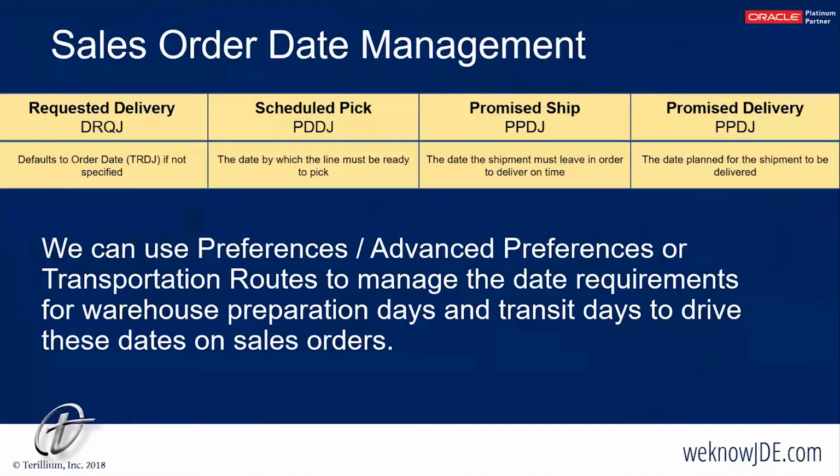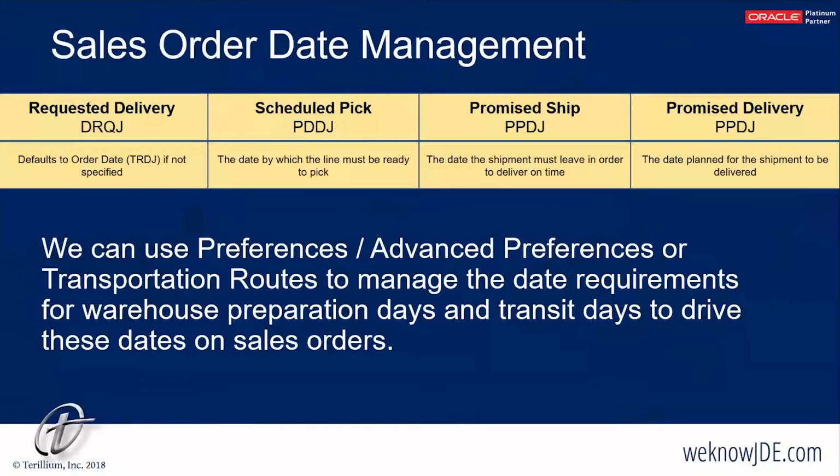But when we put an order in, the system tries to drive everything from the requested delivery date. And a lot of times folks don't understand that when we enter the requested date, the system does treat that as the date that the customer is requesting the product gets delivered to them. And if you don't have anything set up that is driving transit days in the system, either through preferences or through transportation, it doesn't necessarily behave like a delivery date, so you don't have to treat it like a delivery date, but that is what the system is doing.